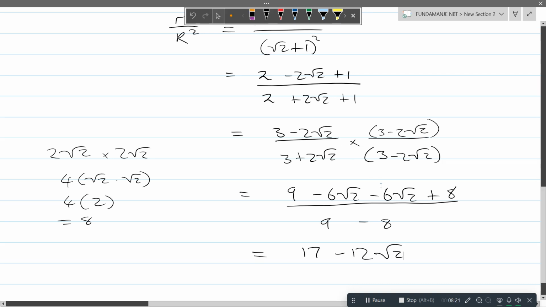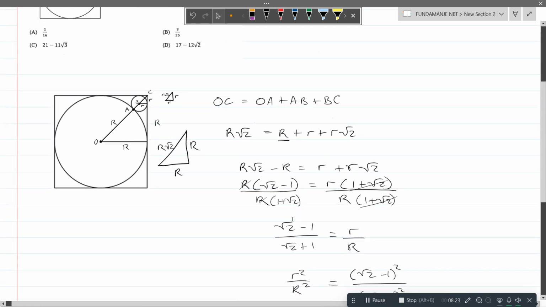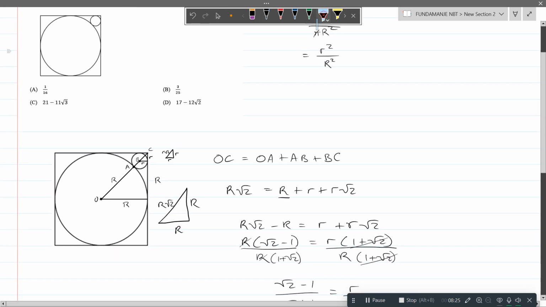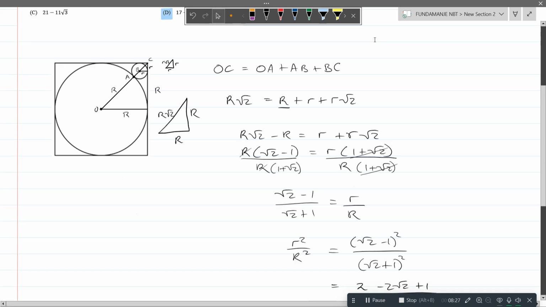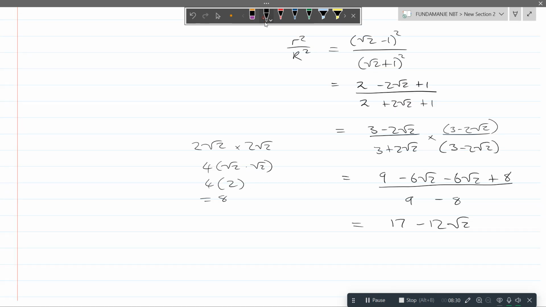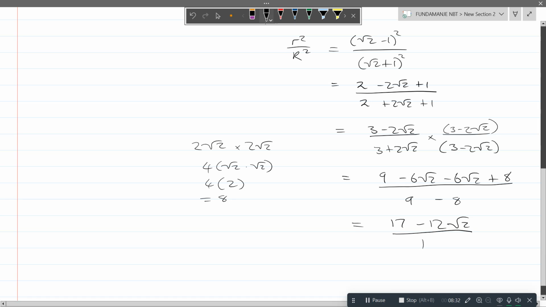Then we can see that this is an option, and it's option D. So that should be our answer. And again, it's just over 1. You don't really need to write that.